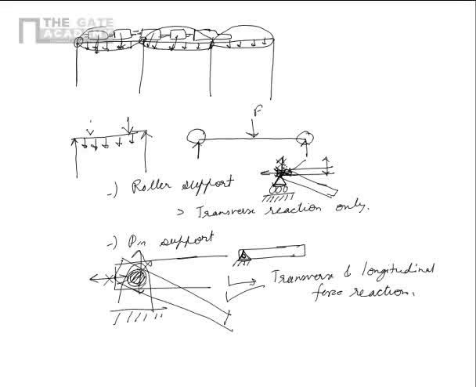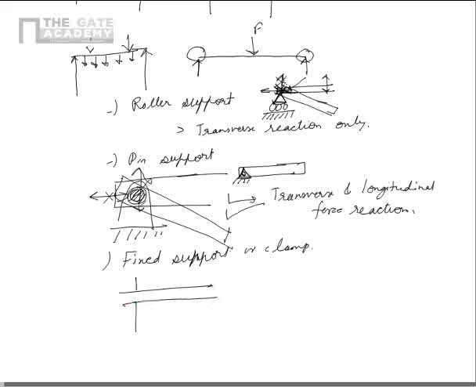Now there is another kind of support which is called a fixed support or clamp. In this case, let's say that the beam is fixed to a wall like this. This is a wall. So this beam is not allowed to go this way. It is not allowed to go this way. I mean this point of the beam which is just at the fixity, and the beam cannot rotate also. It cannot freely rotate like this. This is also not possible.